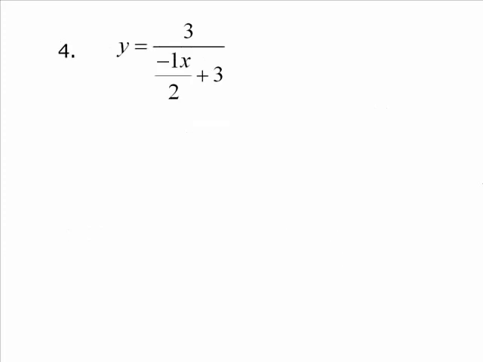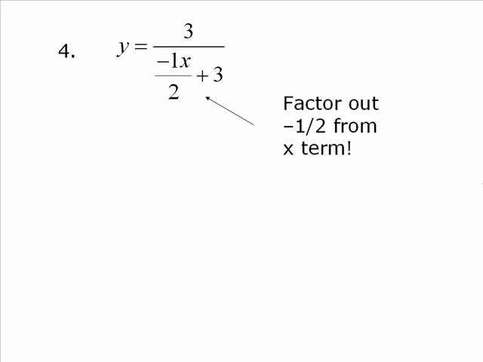Let's take a look at number 4. Now, this is a messy looking one. It is actually a reciprocal function of form y is equal to 1 over x. However, lots has happened with this one. Now again, we need to get that x isolated. So we have to factor out that negative 1/2. So that means both terms on the denominator, the 1/2 x and the 3, need to be divided by negative 1/2. So we do factor out negative 1/2 from the x term.